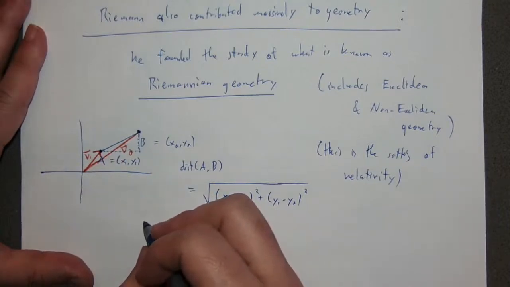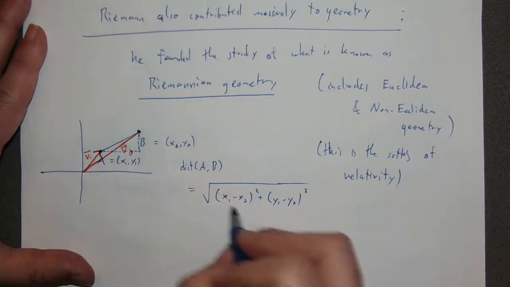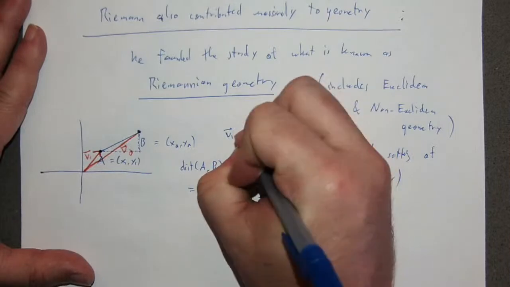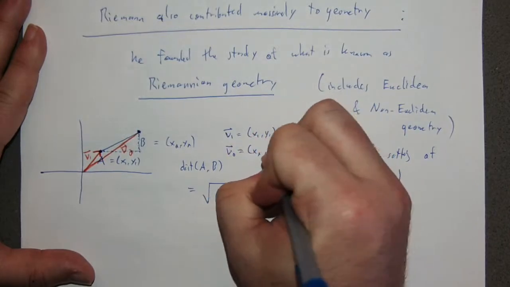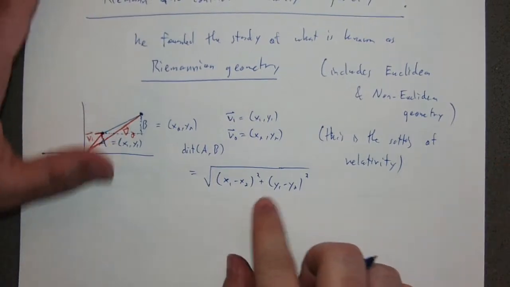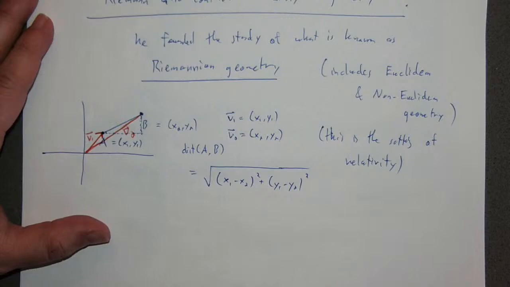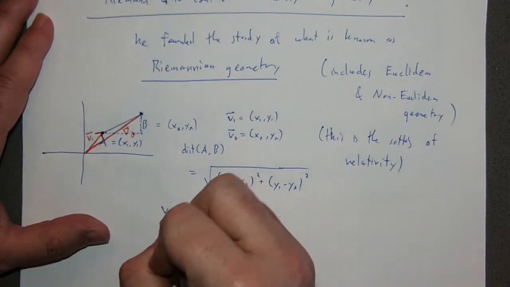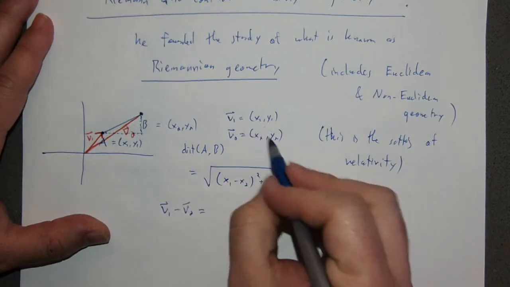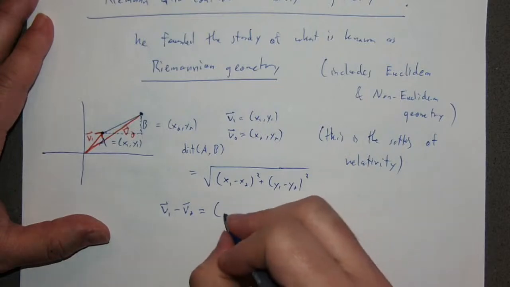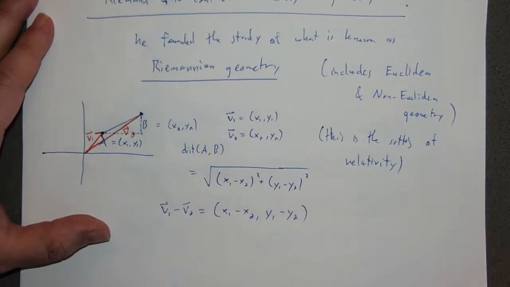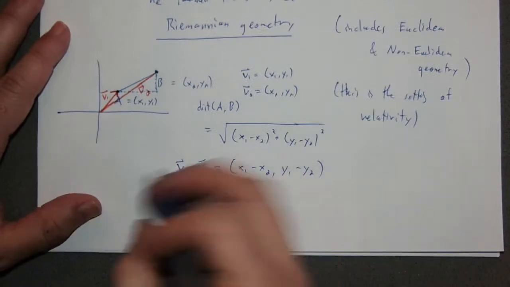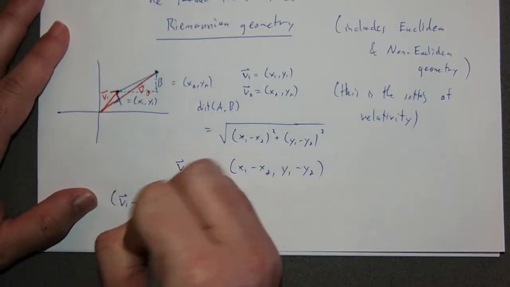That other way is noticing that if I look at V1, V1 is (x1, y1), that point, and V2 is (x2, y2). So what really is this? Well, this is like I took the vector V1 minus V2, which I can get by just subtracting in both slots. So this is (x1 minus x2, y1 minus y2). So I take this vector, and then what do I do with it? Well, I could dot it with itself and then take the square root.